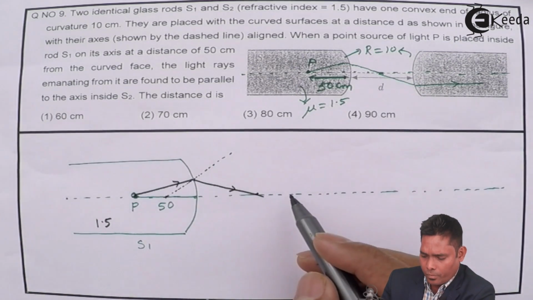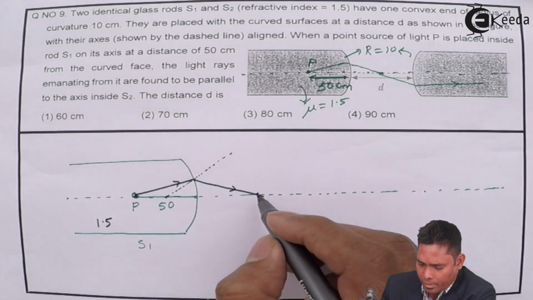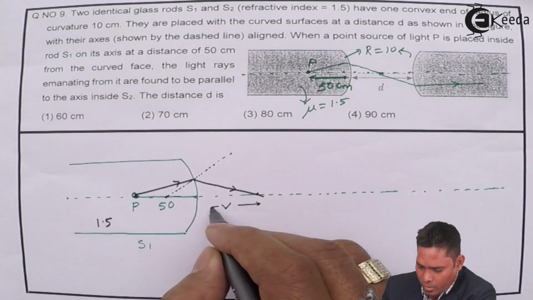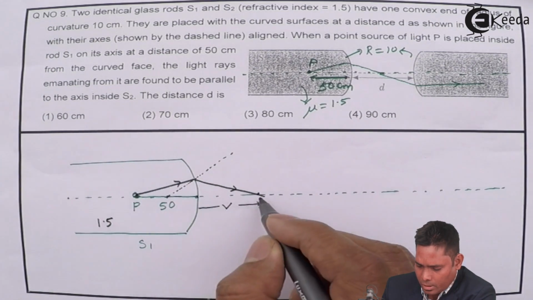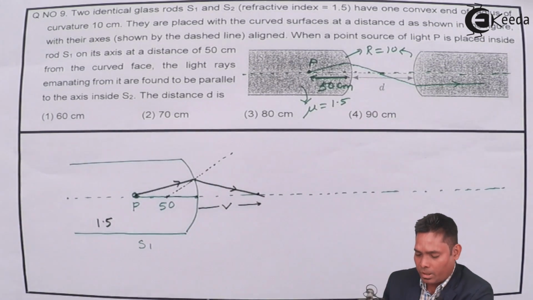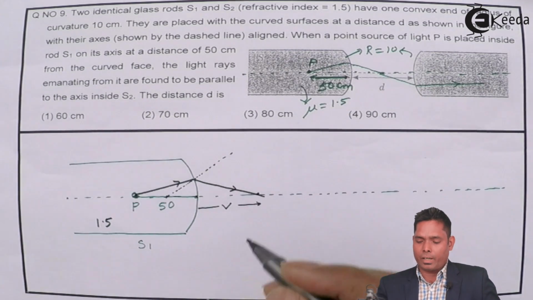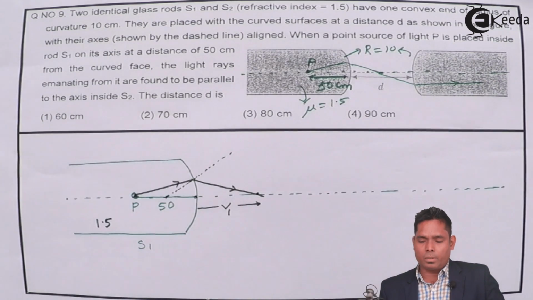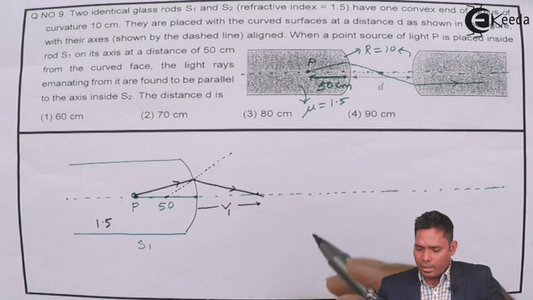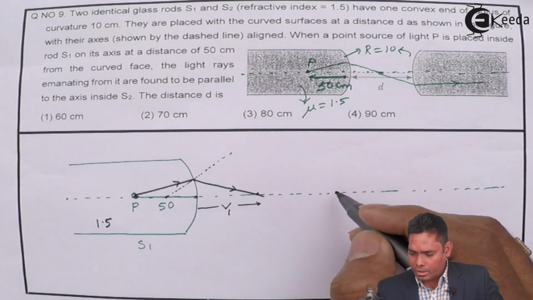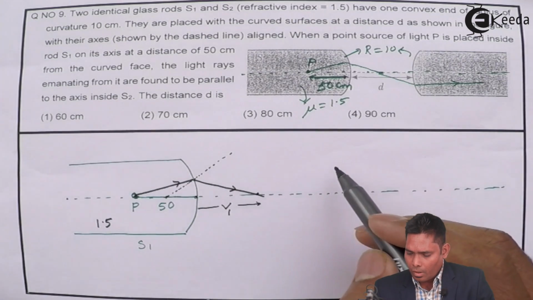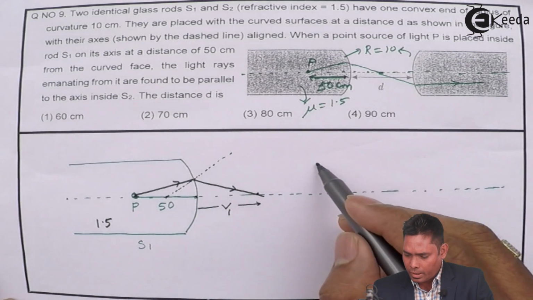Now if I want to find where the image is formed, suppose this is the v distance from this point, the image is formed here at a distance v. So first of all, let me find where the image is formed due to the first surface, suppose v1. Then I will consider another surface over here.